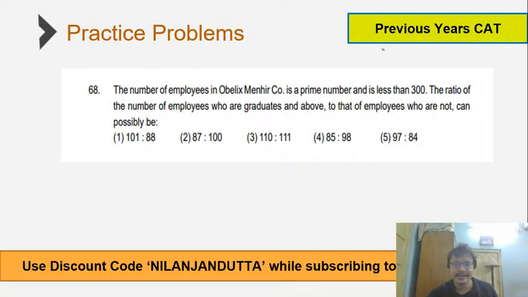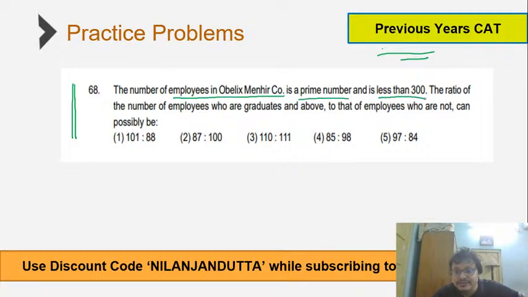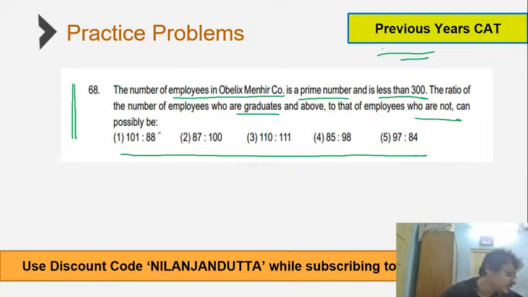Next question. This is again a previous year's CAT question. So how do we do this? So here it's talking about the number of employees in Obelix company being a prime number less than 300. The question is asking the ratio of the number of employees for graduates to those who are not can possibly be which of these ratios?